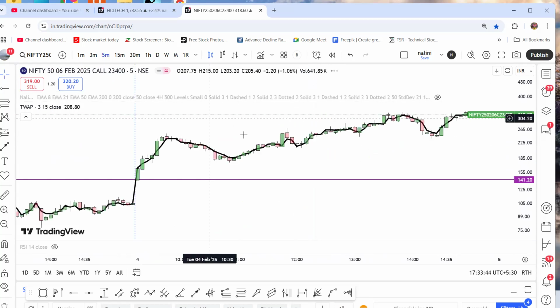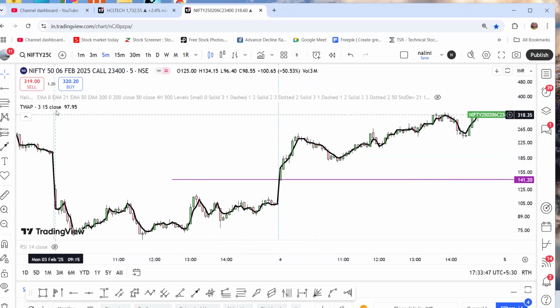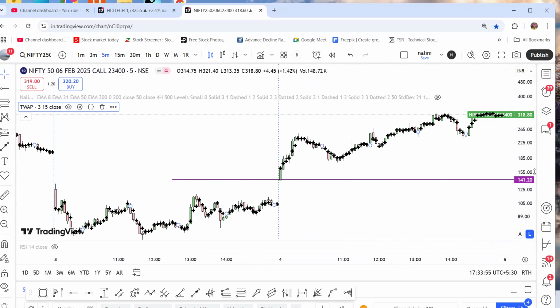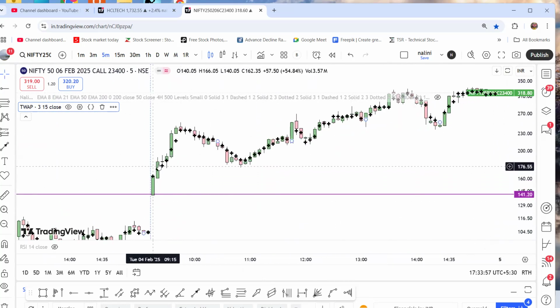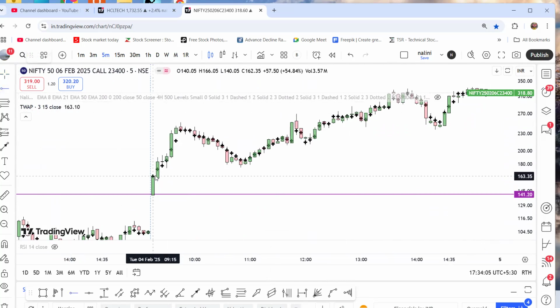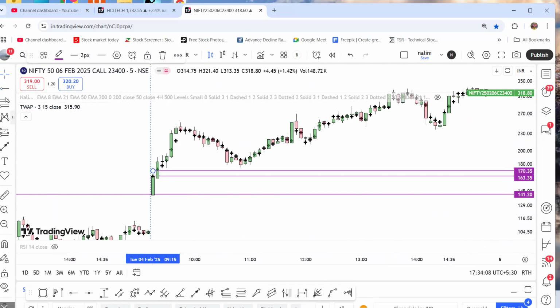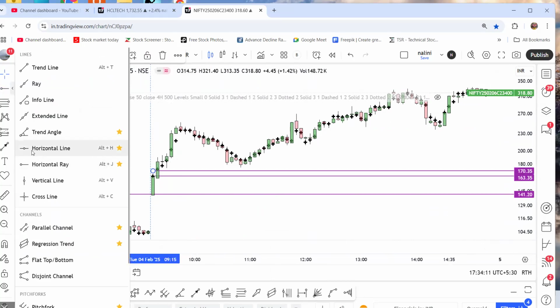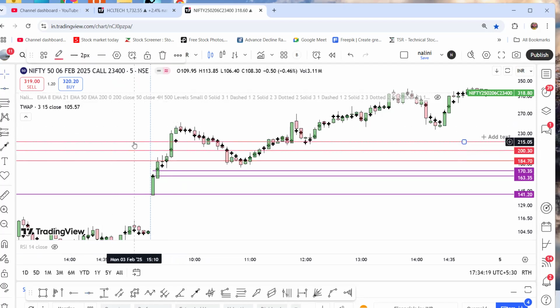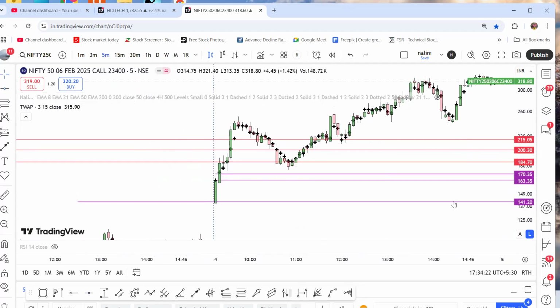Or let us go to 5 minutes and check. Let me make it a cross so that you will be clear. All these three candles are the big bull candles. So immediately when price is correcting, start putting horizontal lines above this time weighted average price. That is a trick, a hack.